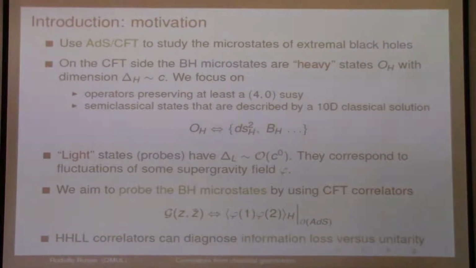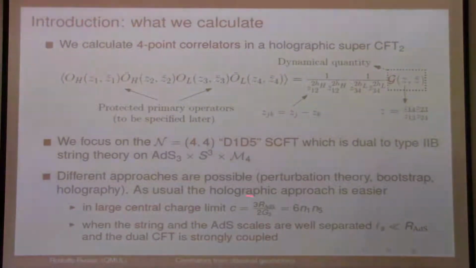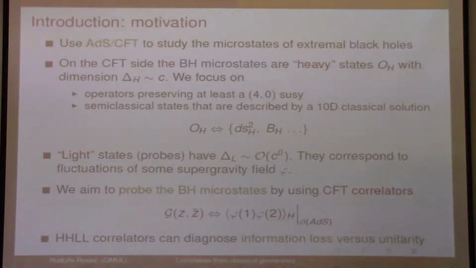The heavy operators are operators that are still protected, so they preserve some fraction of the supersymmetry. But their conformal dimension is large, in the sense that it's proportional to the central charge. As I was saying, the central charge is going to be large in this regime where holography is powerful. So this heavy operator can be thought of as some particular state of an extremal black hole which has the same charges as the particular heavy operator that we are looking at.